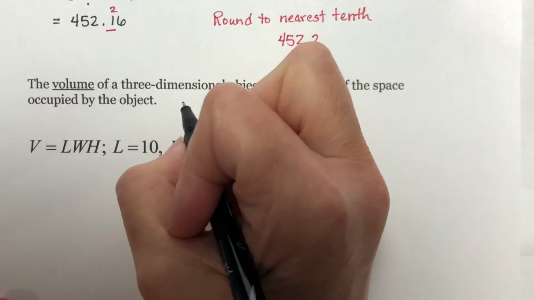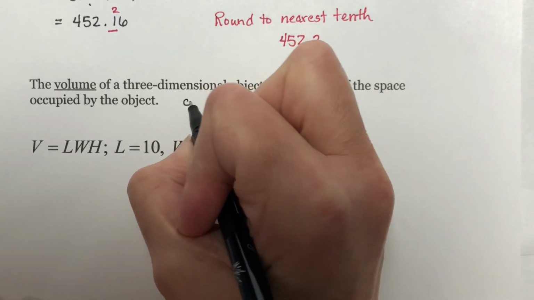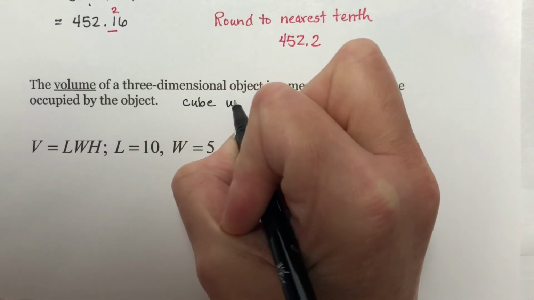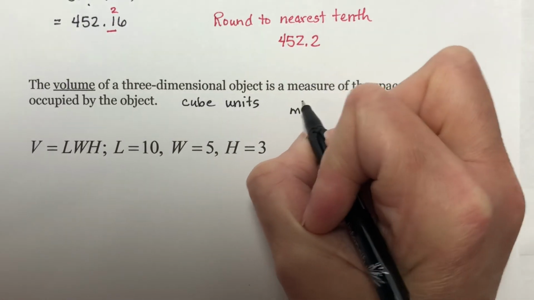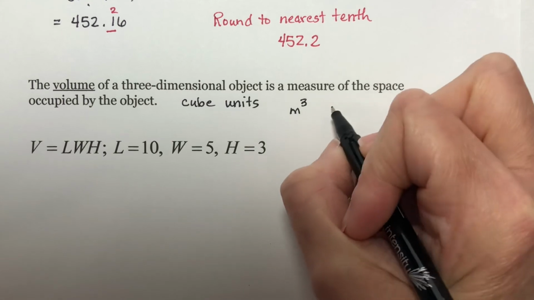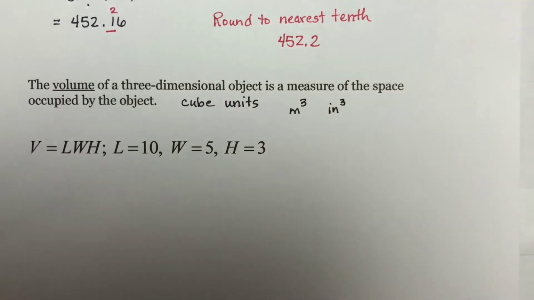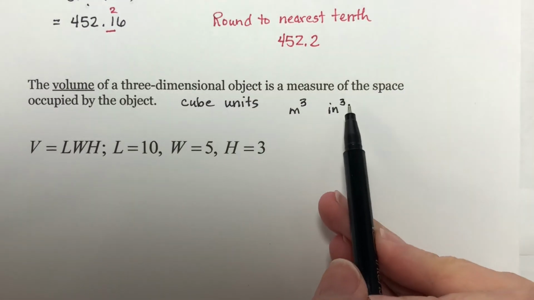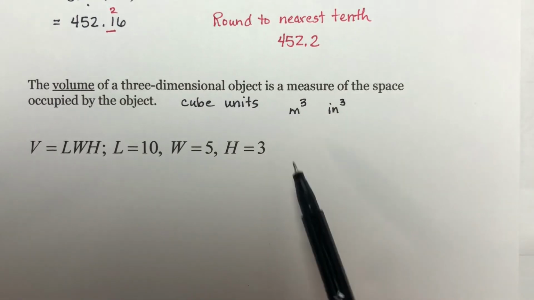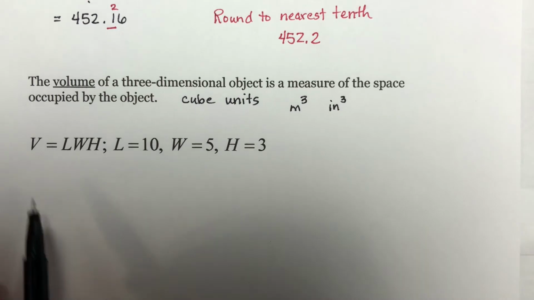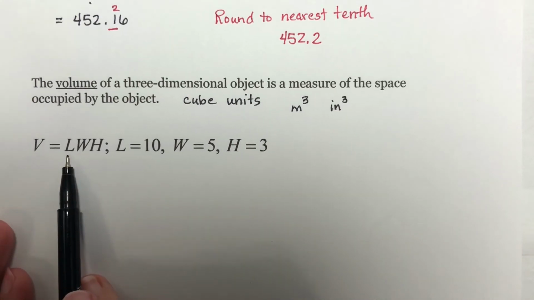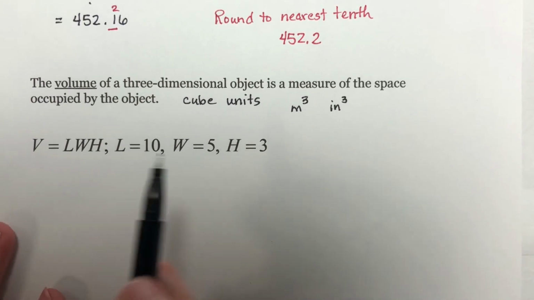These are measured in cubic units. So you might see meters cubed or inches cubed. Again, just like on the square, don't worry about that third power. It's just a unit. You don't let it mess you up. Okay, so the volume is equal to the length times width times height.